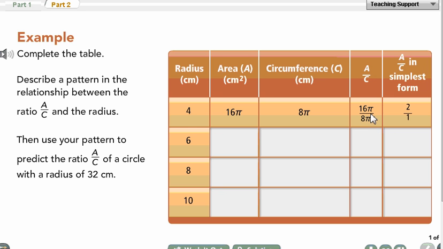So when I have pi over pi, that actually is 1. So I can ignore that now, and I have 16 over 8. If I simplify that, I get 2 over 1. Let's try some of these.